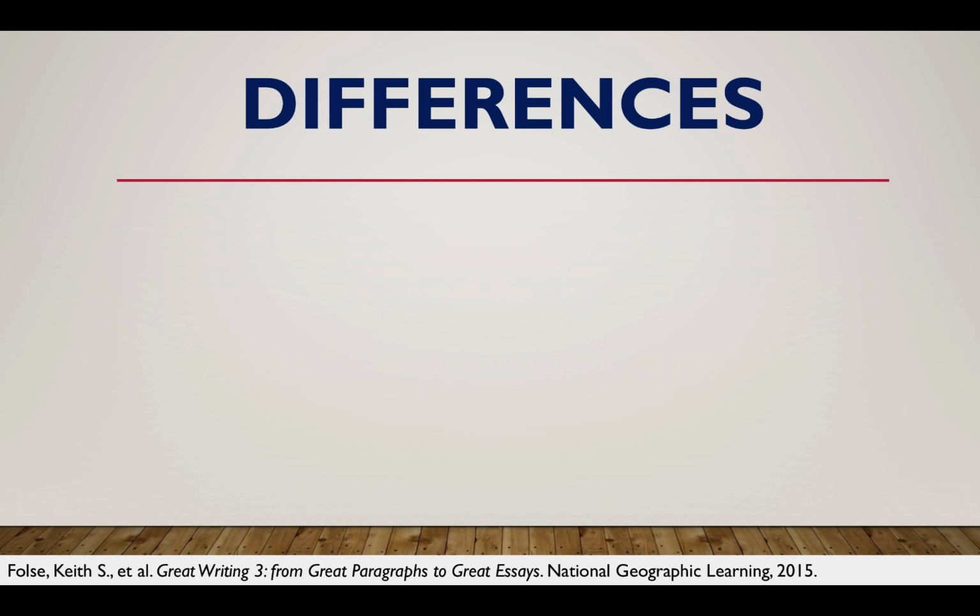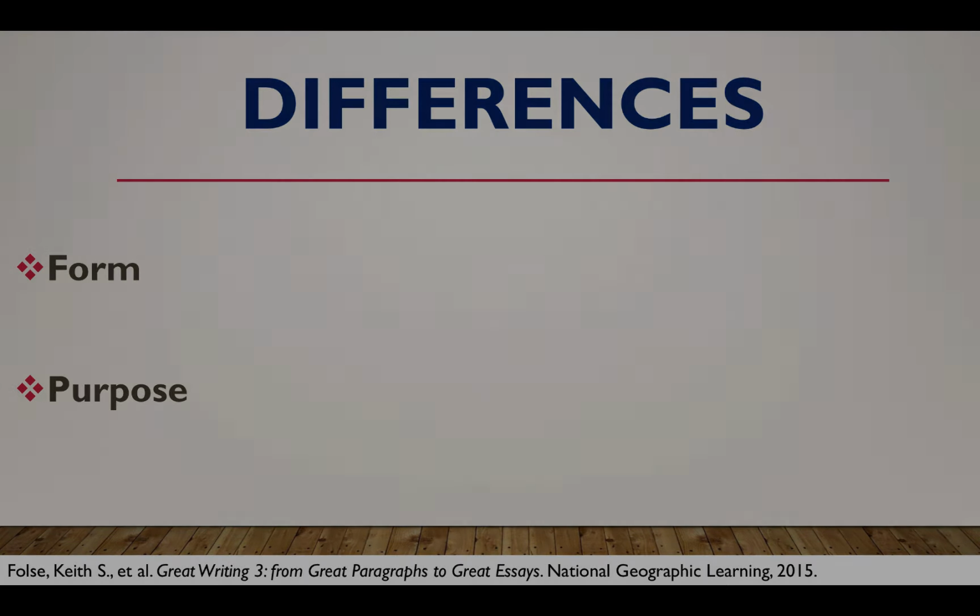First, I'm going to talk about the differences between these different types of paragraphs. The differences between these types of paragraphs are form and purpose. I'm going to explain each type of paragraph in 3 subheadings. First, the purpose of that type of paragraph. Second, key features of that paragraph. And finally, uses of that paragraph. Let's start with descriptive paragraph.